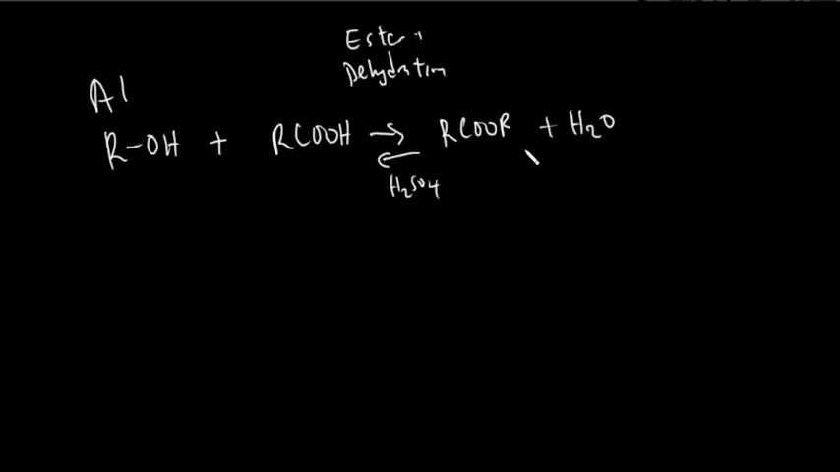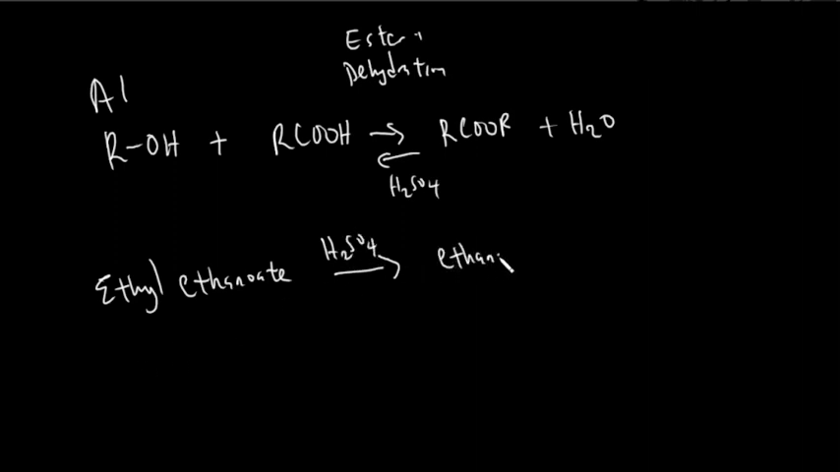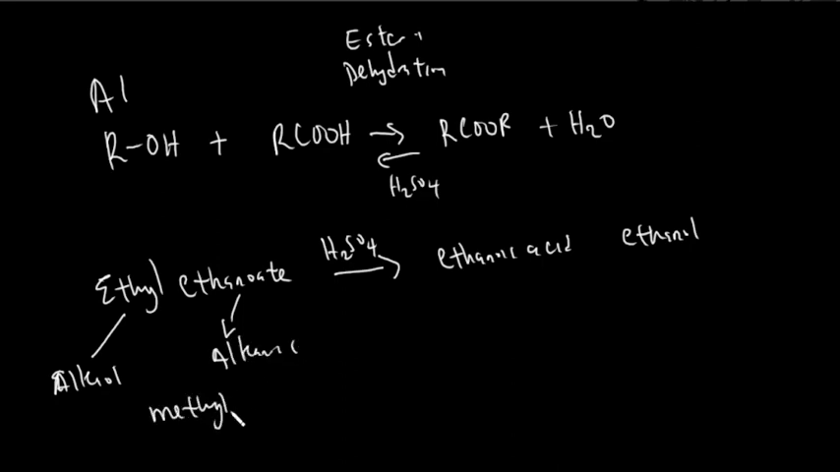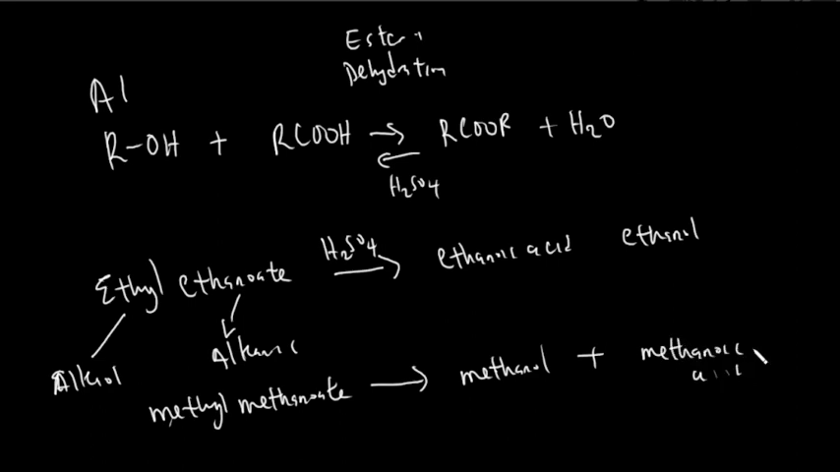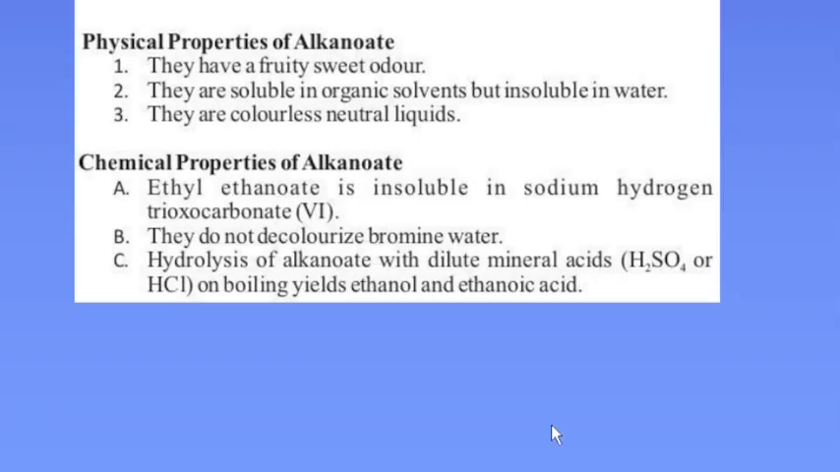So note, if esterification gives ester and water, it means that hydrolysis would give alkanoic acid and alkanol. So when I say ethyl ethanoate and I say that it is hydrolyzed using H2SO4, the product is going to be ethanoic acid and ethanol. So note that this ethyl is from alkanol, while this ethanoate is from alkanoic acid, which means if I have methyl methanoate and I hydrolyze it, methyl is from alkanol, so it's going to be methanol, while methanoate is from the acid, so it's going to be methanoic acid. So that's basically about the reactions of an ester.